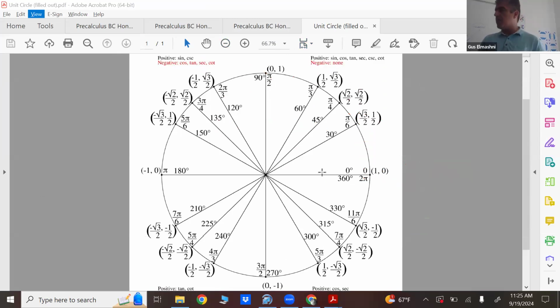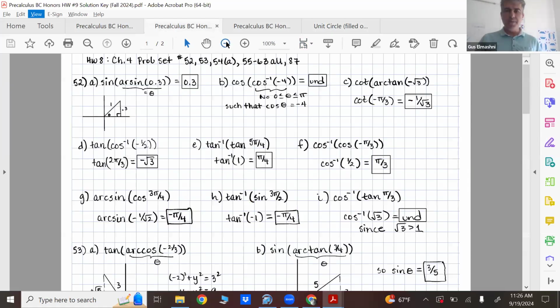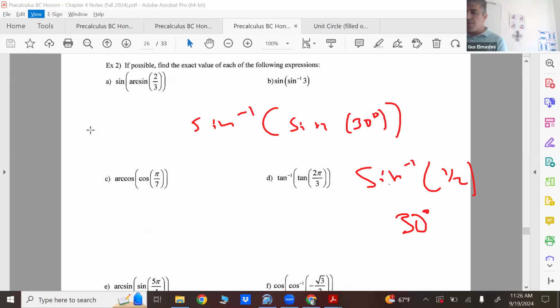Where's a y-coordinate 1/2 on the unit circle? Definitely at 30 degrees. It's also over here too. But remember, our default range for inverse sine was from -pi/2 to pi/2 inclusive. So I state 30 degrees. So that's how you could handle those kinds of problems: you just do the inside function first. Sine of 30 is 1/2, and inverse sine of 1/2 is 30 degrees.